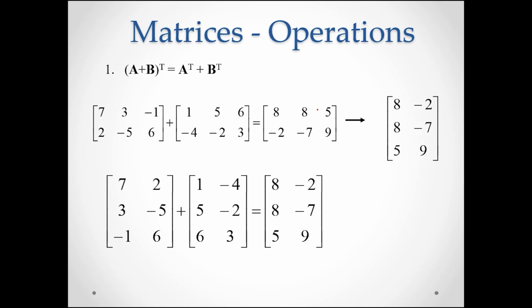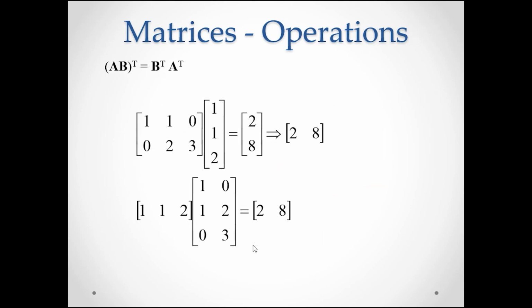If I take A plus B transpose, it is equal to A transpose plus B transpose. So we have A plus B, right? If I take the transpose, we get this result. If the transpose is applied first and then we add, the output is the same. Okay, good. Now, AB whole transpose will be equal to B transpose A transpose.